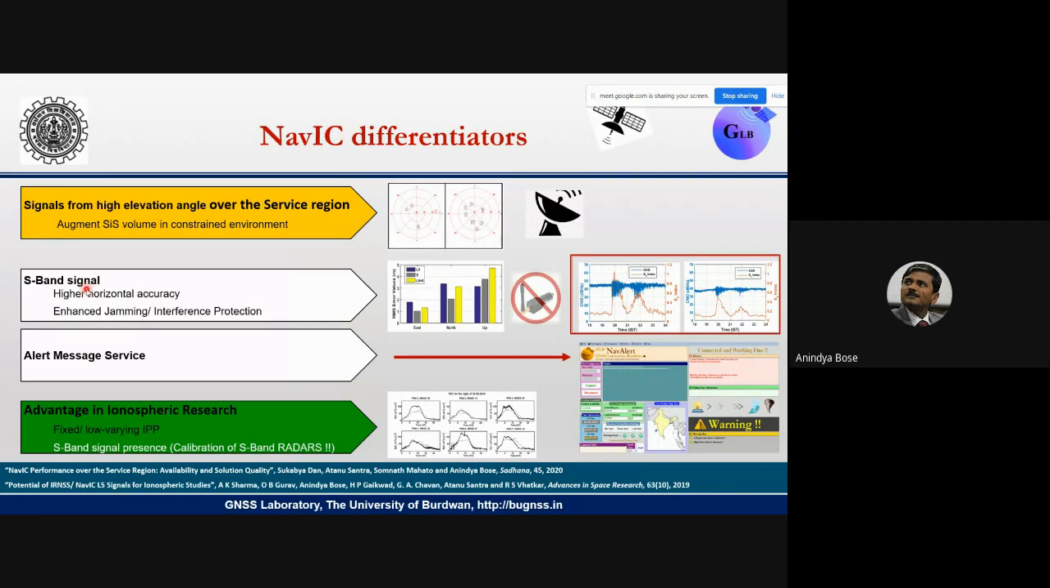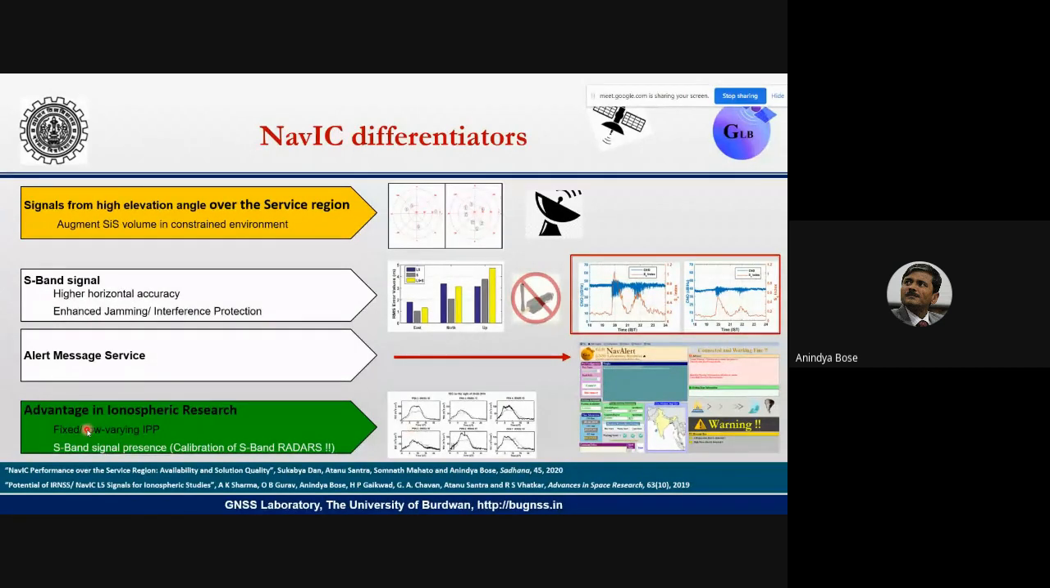Next is the S-band signal. Earlier, the S-band signal was not there in any system. It has its own advantage. For example, with atmospheric disturbances in L-band, you can see the red line is much higher, whereas in the S-band, the red line is much lower. So S-band gives us some advantages, including that it cannot be jammed because ready-made jammers are not available in S-band. Third, it has an alert message service. During the offline program, we will discuss this. We have developed a hardware-software ensemble for getting the alert message service for the fishermen.